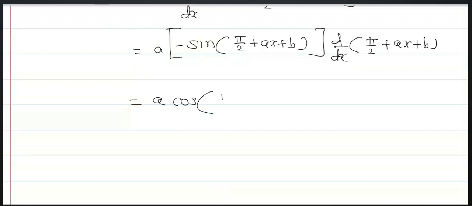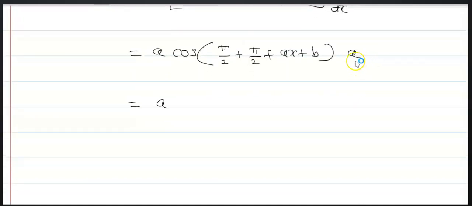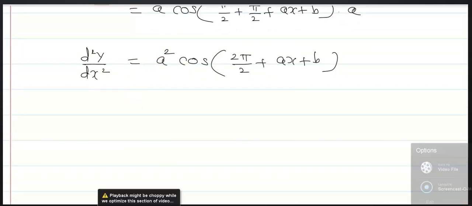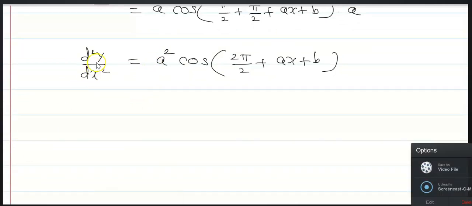Again, this sine can be converted into cos by adding pi by 2. That is a cos of pi by 2 plus pi by 2 plus ax plus b into d by dx of that quantity, which is a. Now, here is a cos of 2 pi by 2 plus ax plus b into a square. This is second order. This generalization is important. Now, when we differentiate a second time, then a raised to 2 is multiplied by cos of 2 pi by 2 plus ax plus b.